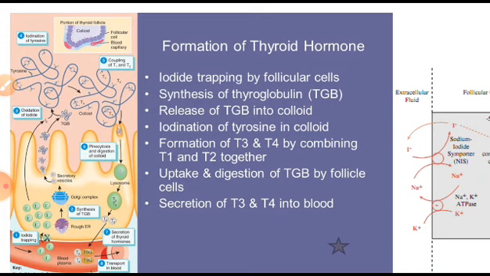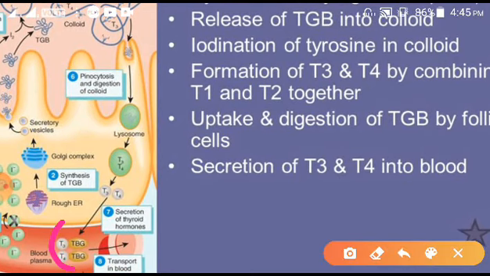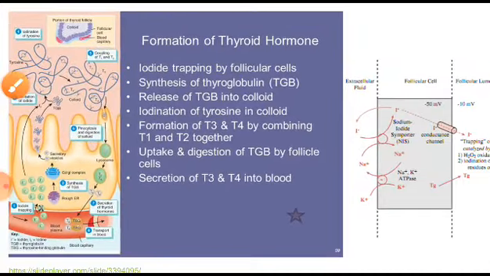After this, you can see the uptake and digestion of thyroglobulin by follicular cells. The follicular cells bring it in, right, and when it comes in, it goes in with the lysosomes. Then lysosomes break it off and release the T3 and T4 separately, and these T3 and T4, as a last action, are finally released into the blood. Okay, so like that the whole process completes within the 8 points, right?